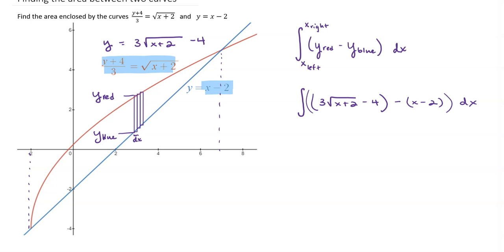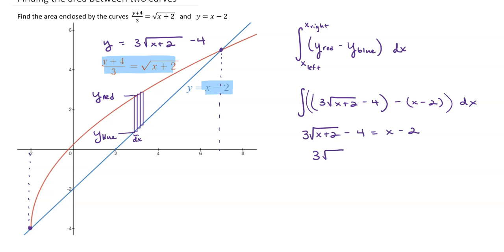To find those left and right endpoints, we just need to find the coordinates of these intersection points. Often we're doing these problems with a calculator, and then we could use the intersect feature on our calculator to discover the x-coordinates there. We'll do one example here of working that out by hand, just so you can see how it works. That's just solving this simultaneous system of equations. We want to know where 3 root (x + 2) - 4 is equal to x - 2.